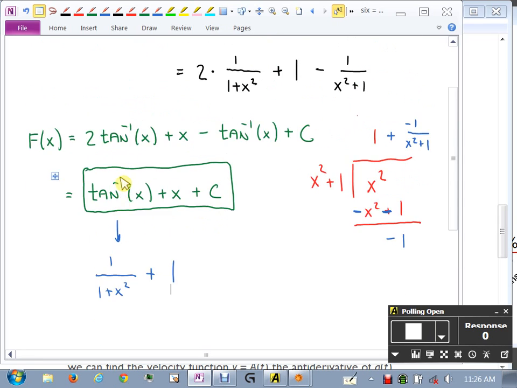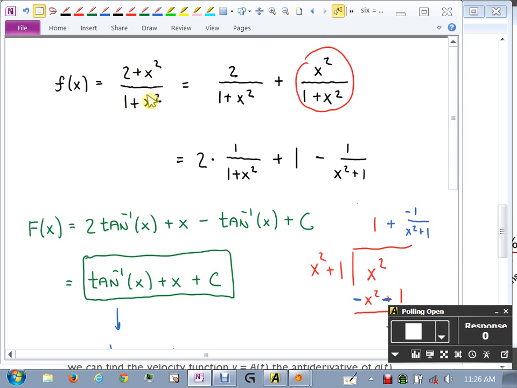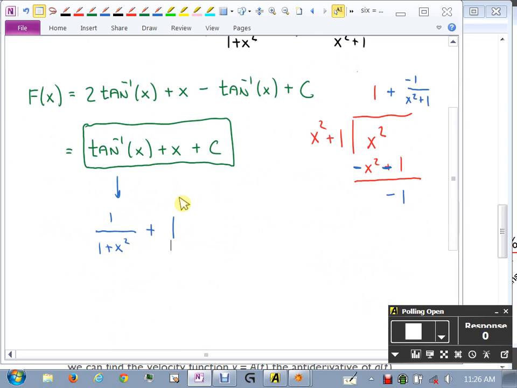Does this match up to what we had up here? It doesn't look like it, but if you get a common denominator between these two, you would make this 1 turn into a 1 plus x squared over 1 plus x squared. That would be your 1, wouldn't it? And now combine these together, and what would you get? 2 plus x squared over 1 plus x squared, which is the original function. So that just checks that it worked, okay?